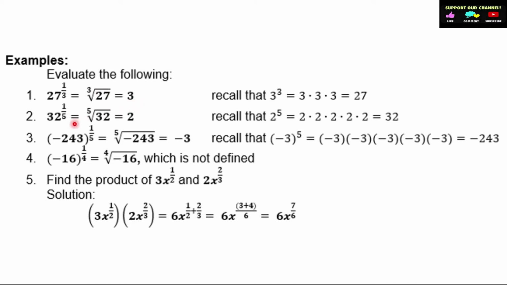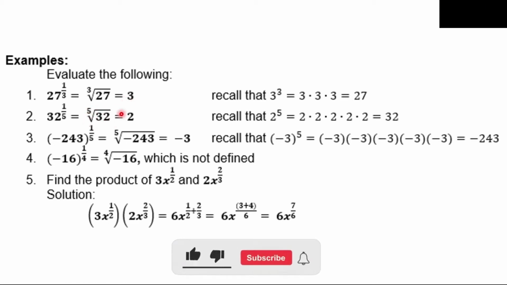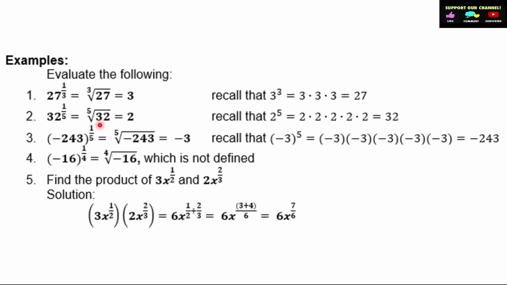Okay? Number 2. 32 to the power of 1/5. So, your denominator is 5. So, the 5th root of 32. Same as in number 1, look for a number that you multiply by itself five times that gives 32. So, the number that we can multiply by itself is 2. Number 3, same thing again. So, negative 3 is the answer.